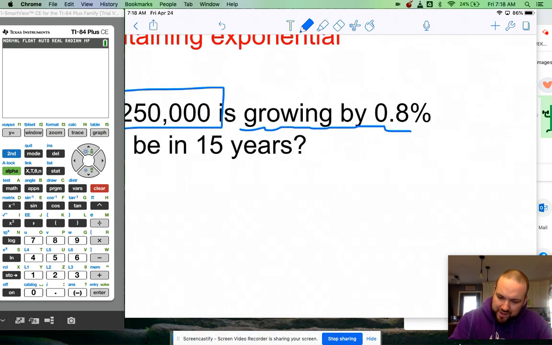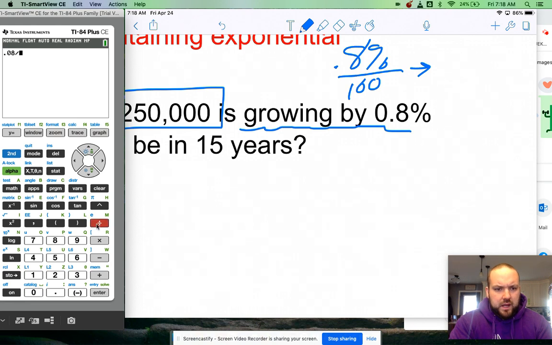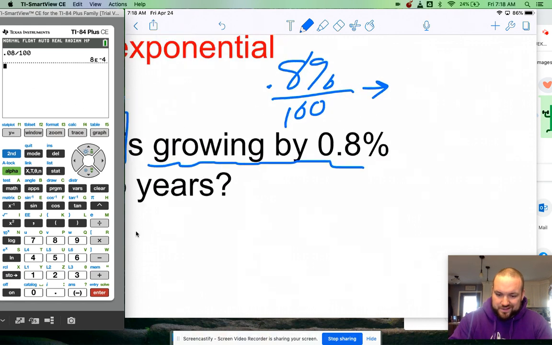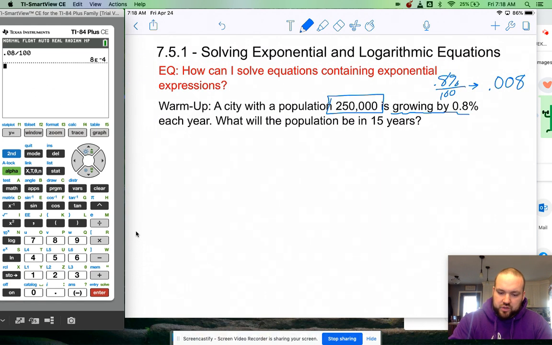Now remember, when we have a percentage, we need to divide that by 100 or move the decimal point to the left. And that will give me the percentage expressed as a decimal. The calculator wants to tell me scientific notation, which doesn't help me, so I'm just going to manually insert two zeros there. So 0.8% would be 0.008. And then the question is, what would the population be in 15 years?